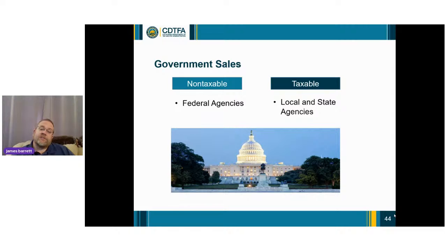All right. Sales to local and state agencies, including schools, are taxable. Okay. They can give you a resale certificate if they have a seller's permit of their own, but otherwise it is taxable.